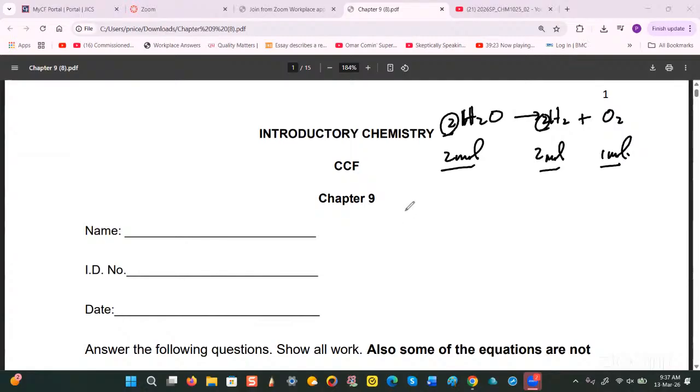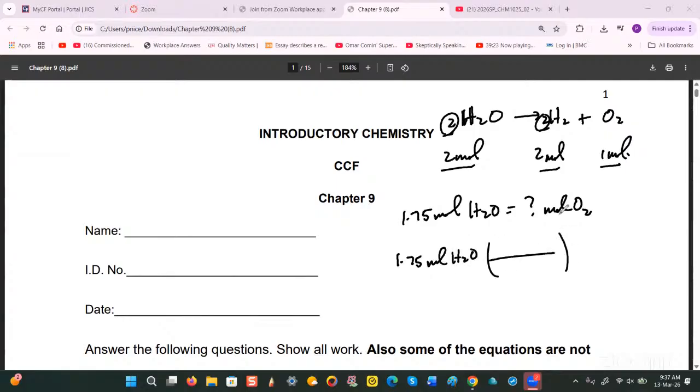So if you're given the moles of one substance, let's say, I'm just going to use an arbitrary number here, 1.75 moles of water, right? And you want to find out how many moles of oxygen will be produced. Then we basically can set it up this way. 1.75 moles of H2O, we multiply by a conversion factor, which relates the moles of oxygen to the moles of water. So the way we would set this up here is 1 mole of oxygen above, and down here, 2 moles of H2O. And then all we have to do is do the calculation. Let me do that right now.